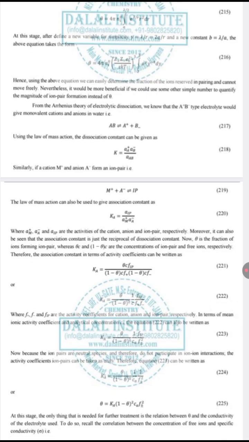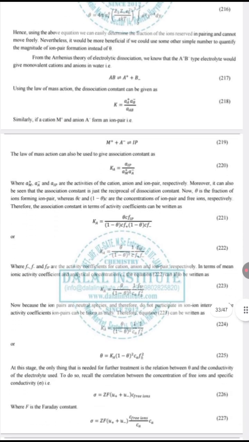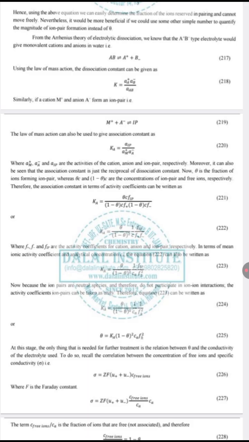At this stage, after defining a new variable for simplicity, y equals lambda by r equals 2q by r, and a new constant b equals lambda by a, the above equation takes the form theta equals 4 pi n I naught into z plus into z negative e naught square divided by epsilon kT to the whole power 3, integration limit 2 to b, e to the power y into y to the power minus 4 into dy, equation 216.